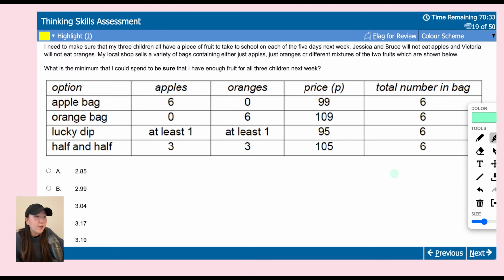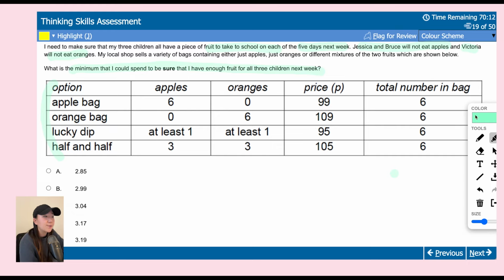Okay, so we have a question here. I need to make sure that my 3 children all have a piece of fruit to take to school on each of the 5 days next week. Jessica and Bruce do not eat apples. Victoria does not eat oranges. And then we want the minimum that I can spend to be sure that I have enough fruit for all 3 children next week. Now, with this particular question, we have 4 bag options.